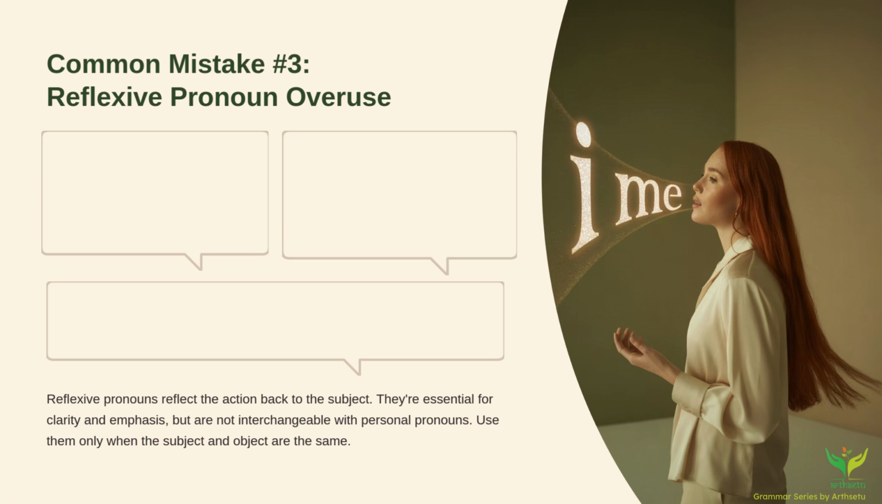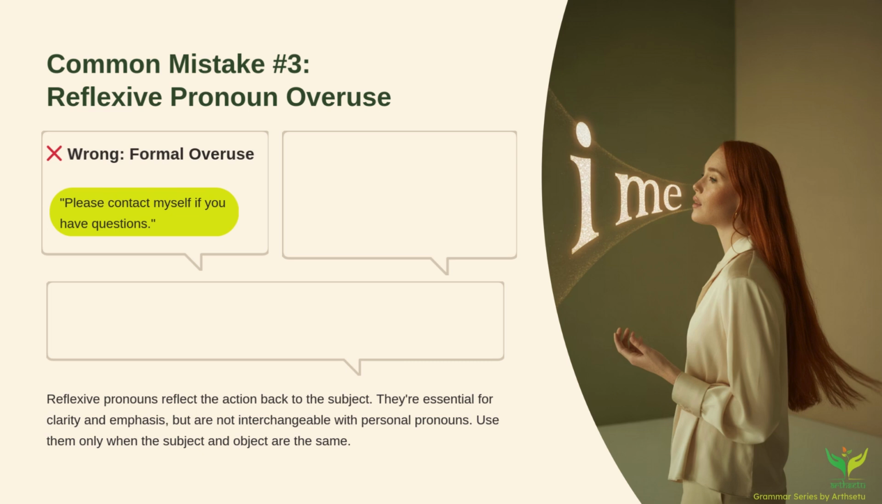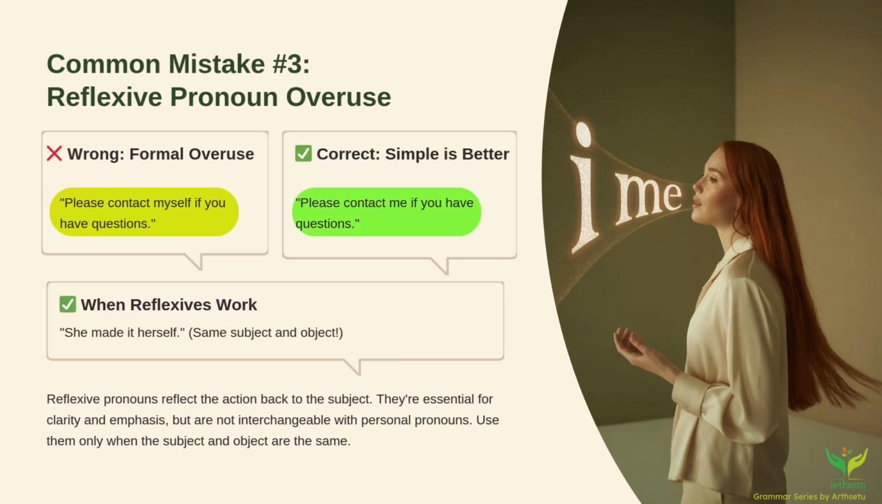Now let's look at the third most common mistake. Reflexive pronouns are often overused. Many learners think reflexives sound more formal. For example, please contact myself if you have questions. That's incorrect. The correct way is, please contact me. Reflexives should only be used when the subject and object are the same. For example, I taught myself guitar. That works, but contact myself doesn't.